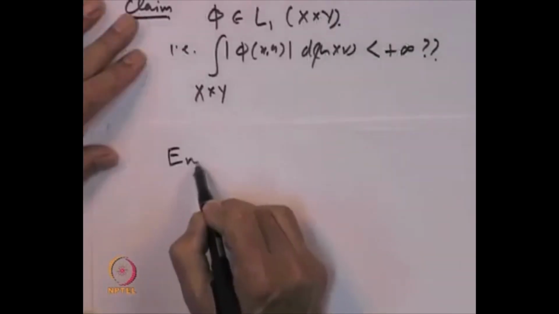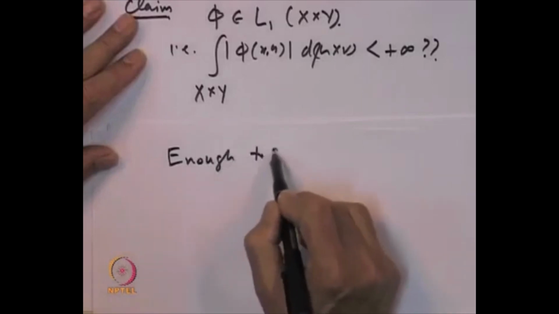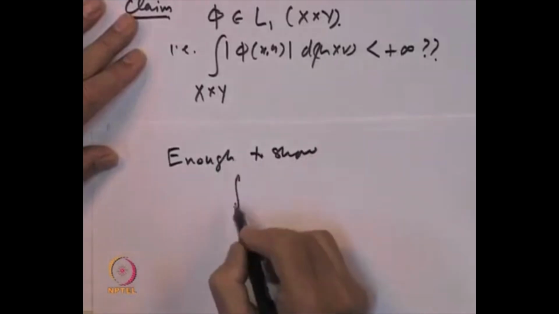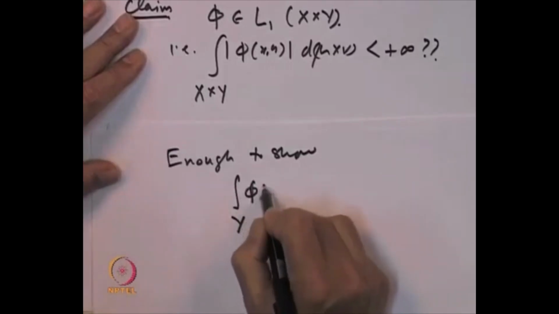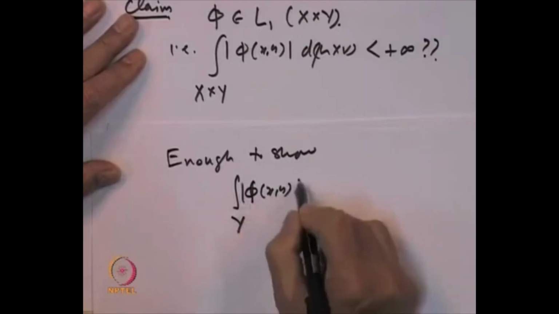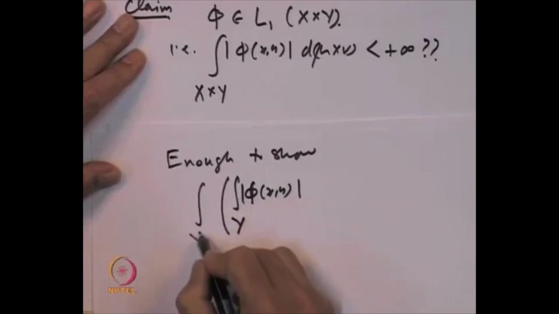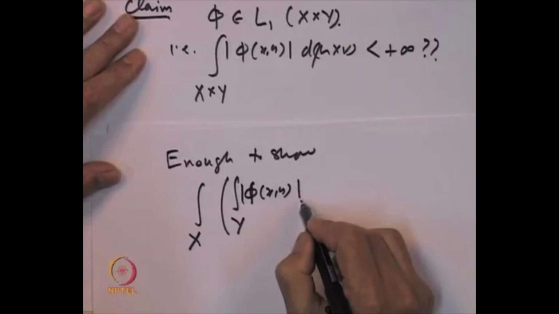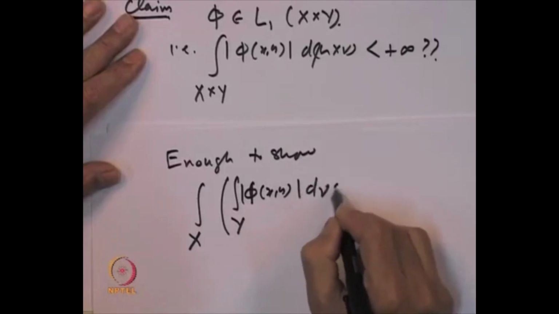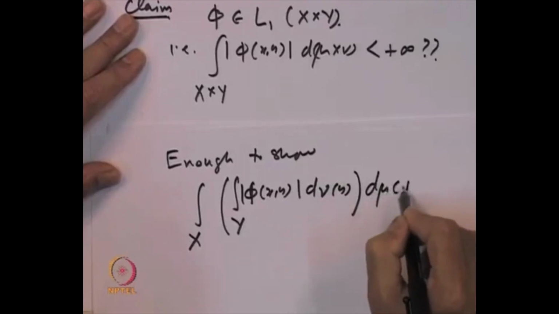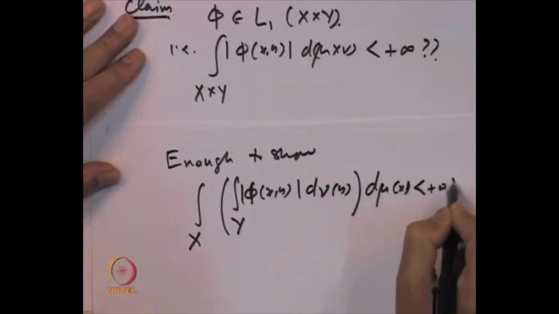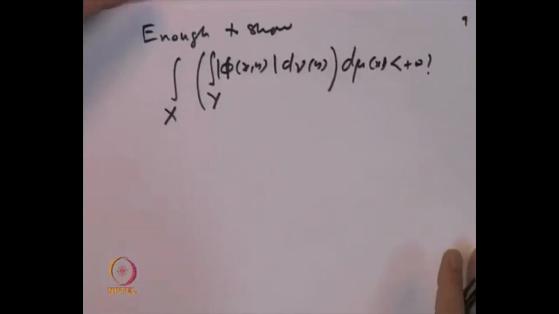So, enough to show, say for example, that the integral with respect to y of phi x y, integral with respect to x, d nu of y, d mu of x is finite. So, enough to prove that this is finite. Okay. But let us compute what this quantity is.